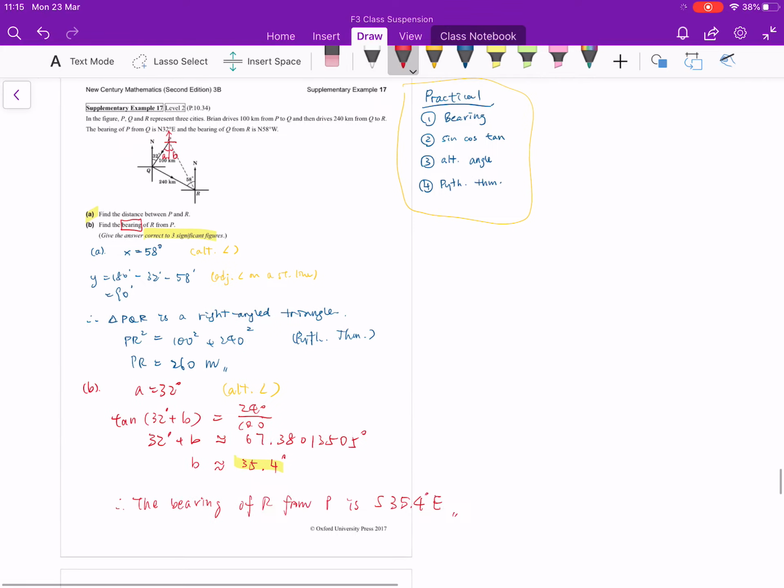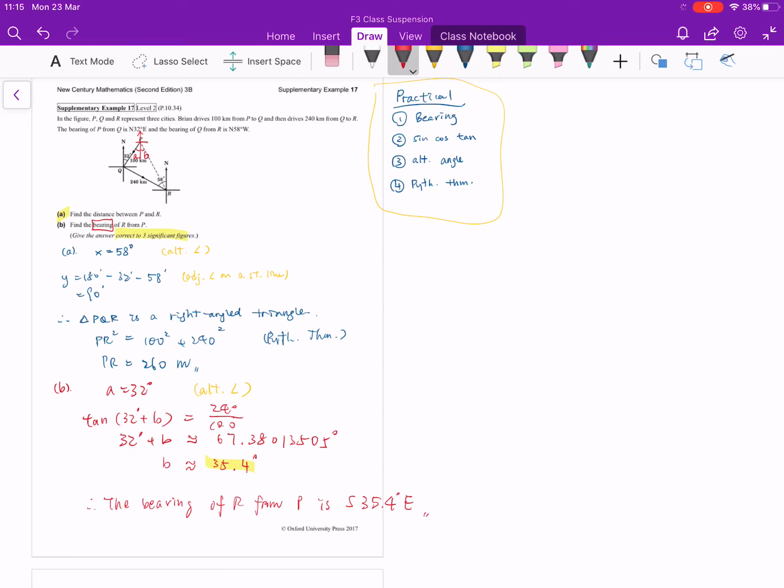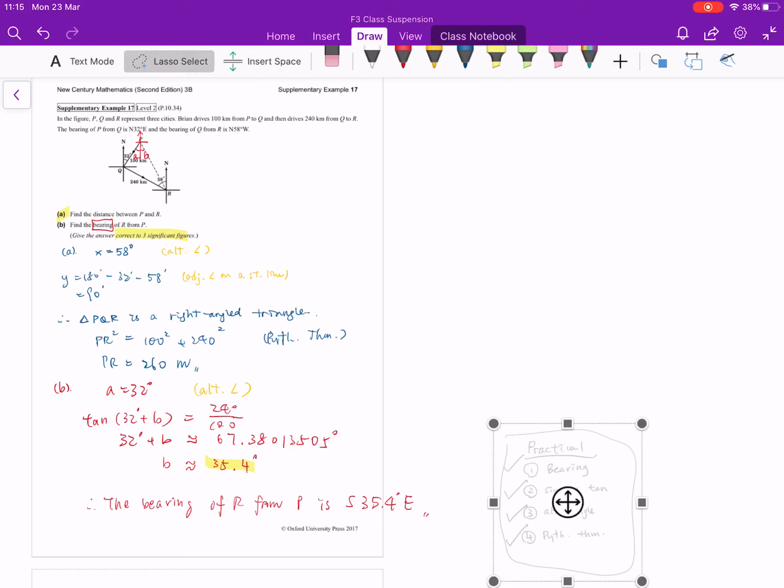So you can see that in this example, we use bearing, we use sine, cosine, tangent, we use alternate angle, and Pythagoras theorem, all the 4 tools here. Okay? So let me move this one to the next example. Go with us.